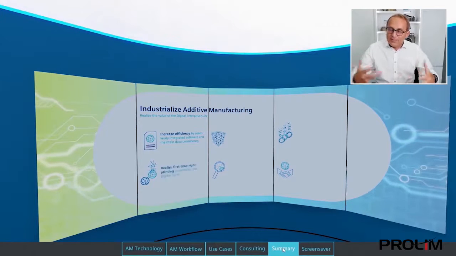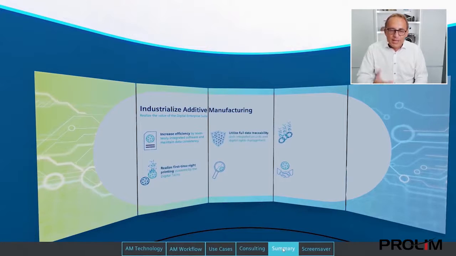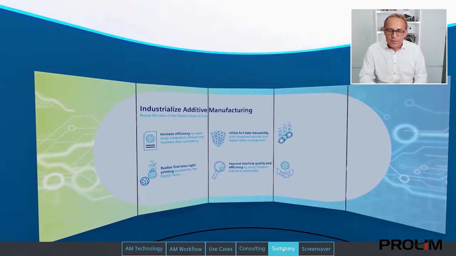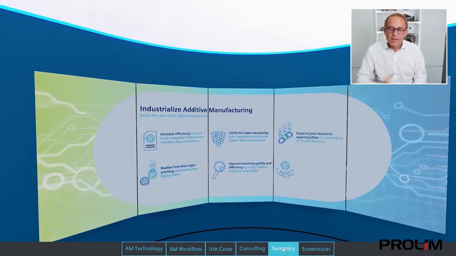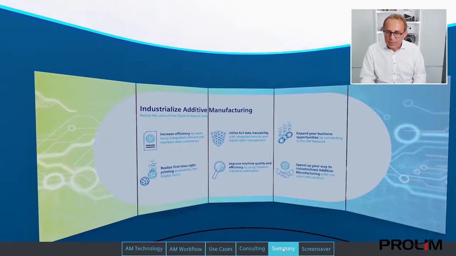What I showed you, we have the seamless integration from CAD, CAM, Team Center, Op Center up to the machine. We can realize the first time right printing. With the digital twins, we see the failures before they appear on the machine. We utilize full data traceability. We know what we do in each step of the design and production. We can improve machine quality and efficiency by using Siemens Industrial Automation Solution.